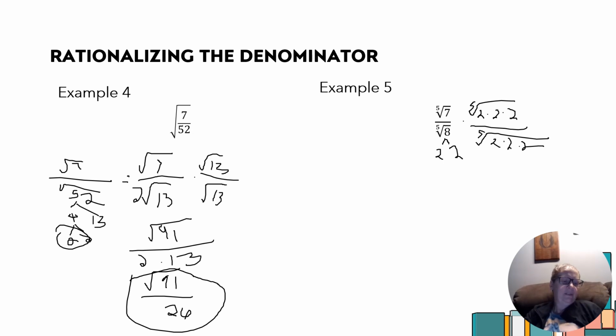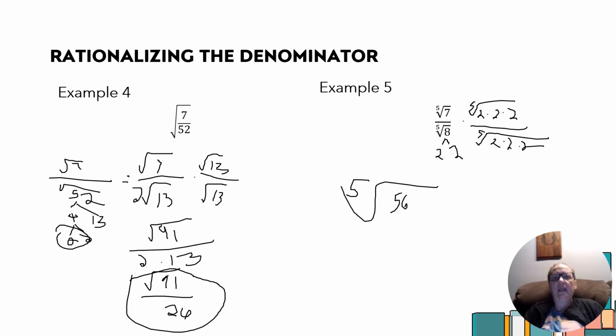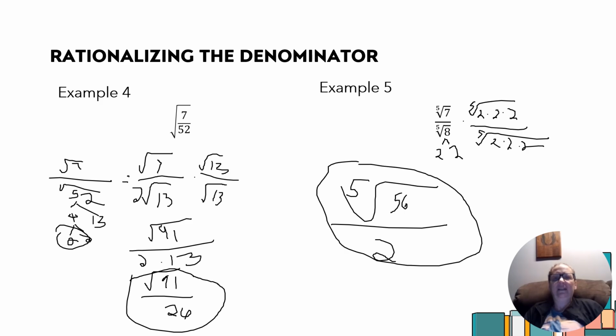All right, and then I can just simplify. There isn't 5 of something in the numerator, so I can just multiply this out. 7 times 2 times 2 times 2 is 56. So in the numerator, I have the fifth root of 56. And then in the denominator, I have 5 2's, so that means that 2 is going to come out, and that's it, because the fifth root of 2 to the fifth power is 2. So there we go. That is example 5.